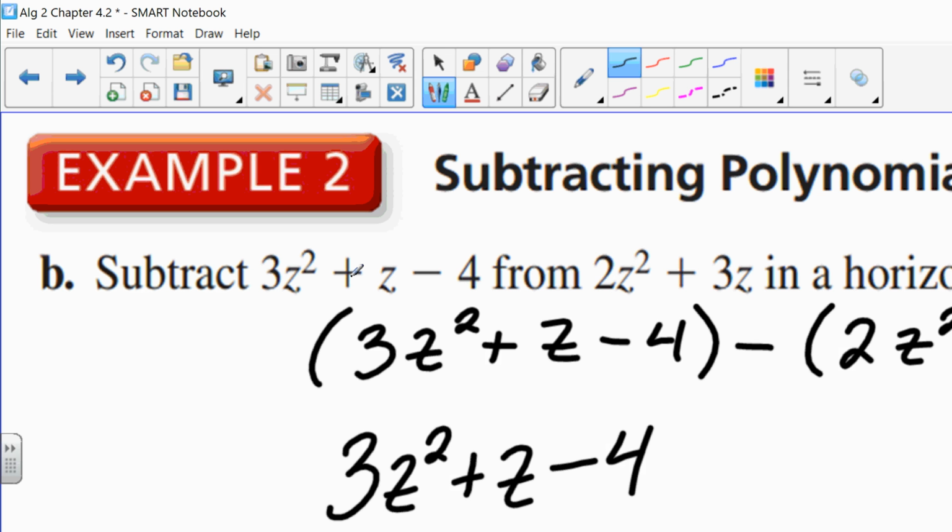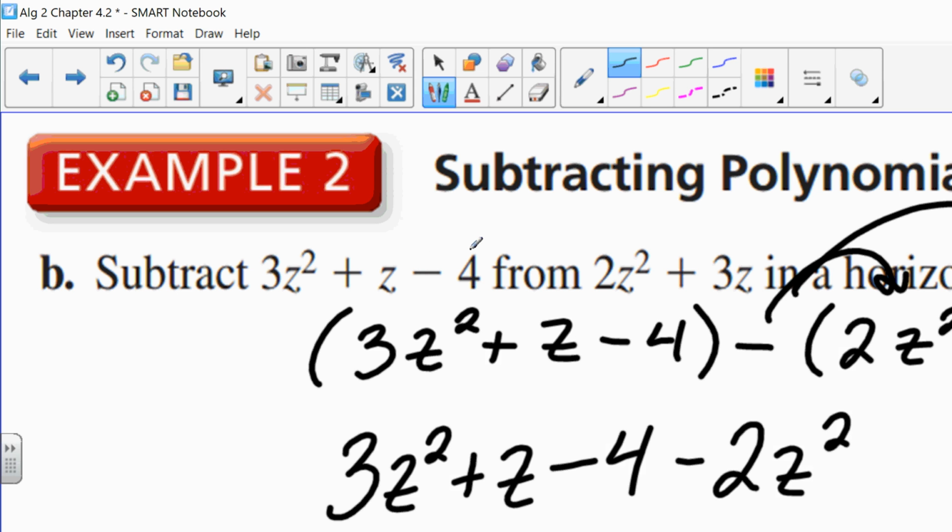Now, just like with addition, the first set of parentheses, we can just drop them because it's not going to change the sign. But because it is subtracting, we're subtracting it from it. This negative is going to be applied to both of these here. We have to apply it to everything inside the other set of parentheses, which takes it from positive 2z squared to negative 2z squared, and positive 3z to negative 3z. It's going to change that sign because we're subtracting it from it.